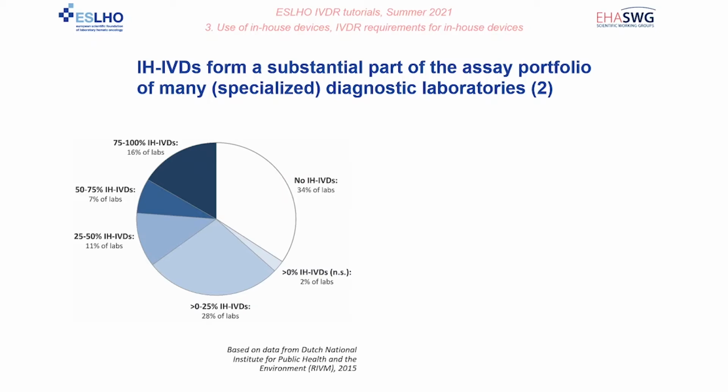2/3 of all labs, all the blue slices combined, do make use of in-house devices. The two darkest slices showed that 1 in 4 labs have implemented more in-house devices than CE-IVDs, so 50 to 100% of their tests are in-house devices. These tend to be the more specialized laboratories.